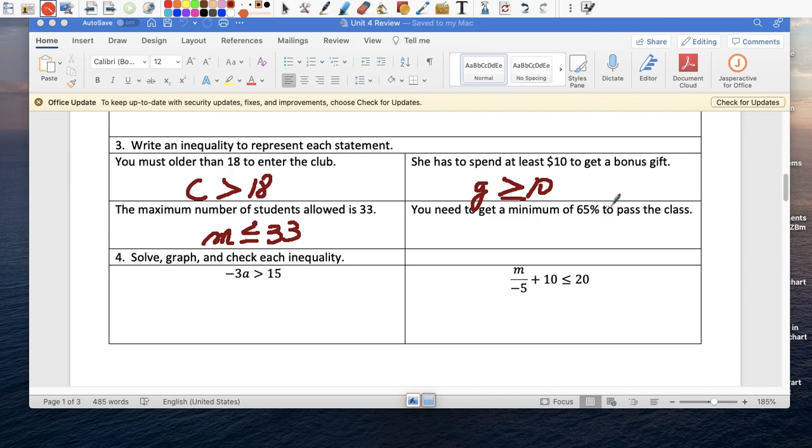You need to get a minimum of 65 to pass the class. So let's use P for pass. In order for you to pass, you have to get greater than 65 or even equal to 65.